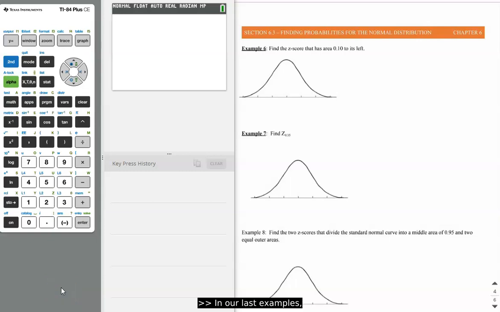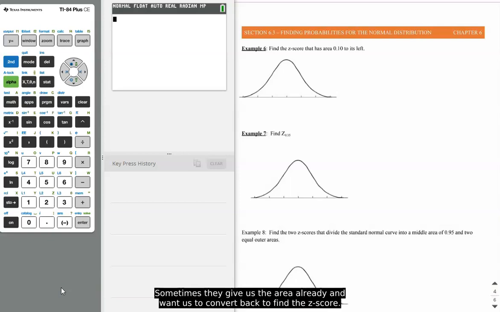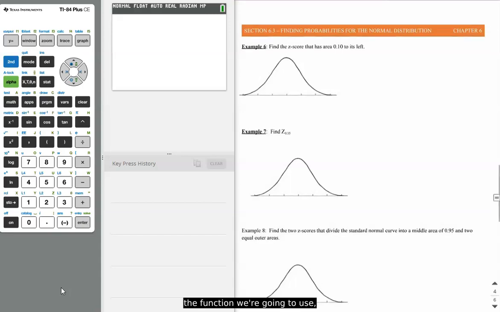So in our last examples, we were given z-scores and asked to find the area under the curve. And we used our normal CDF to do that. Now, sometimes they give us the area already and want us to convert back to find the z-score. So if we are given an area or probability, the function we're going to use is called inverse norm.